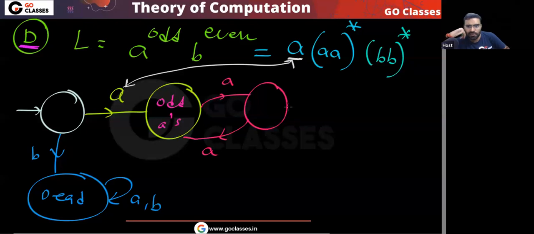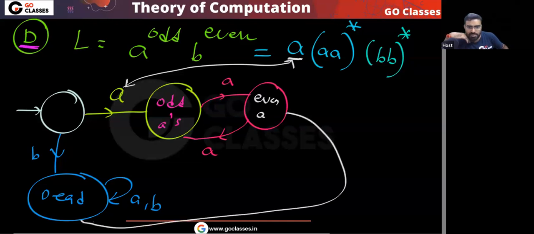Now, you tell me one thing. Here you have an even number of A's. After an even number of A's, if B comes, where will you go? It means the dead state. After an even number of A's, if B comes, you are going to the dead state. All hope of acceptance is gone. This state is over. Is this the DFA?